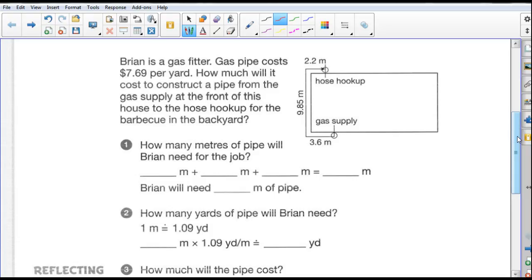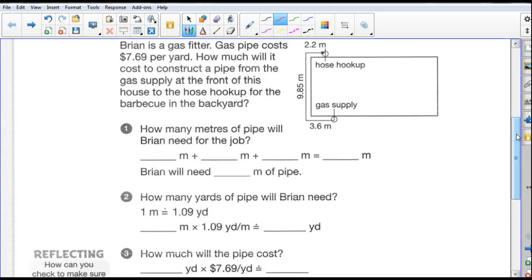Let's go on to an example here. Brian is a gas fitter. Gas pipe costs $7.69 per yard. Okay, so we're talking about an imperial measurement. How much will it cost to construct a pipe from the gas supply at the front of this house to the hose hookup for the barbecue in the back?